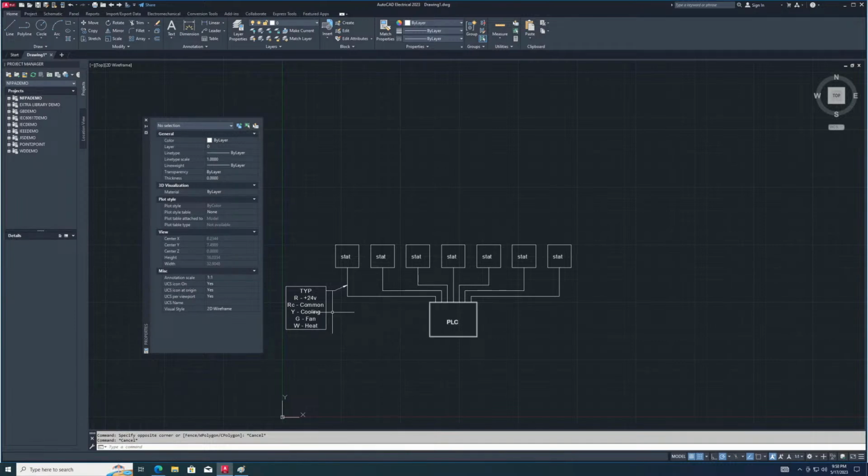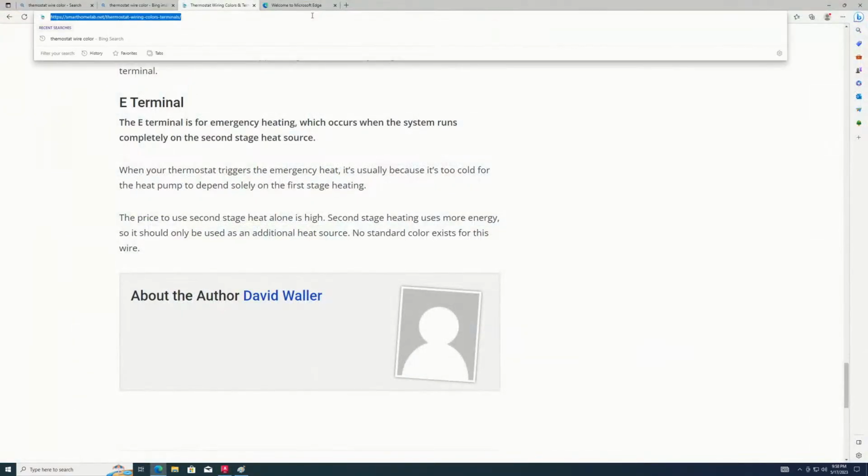Alright, so each of those will run to the PLC. That means we'll need. Oh, wait. Well, let's look at our PLC. Let's see if that actually does what we want. We might need to use terminal blocks.